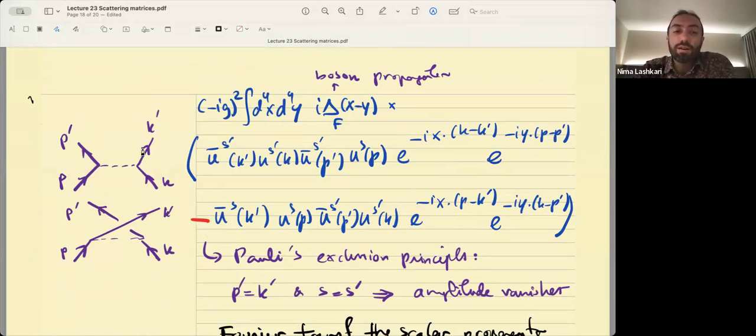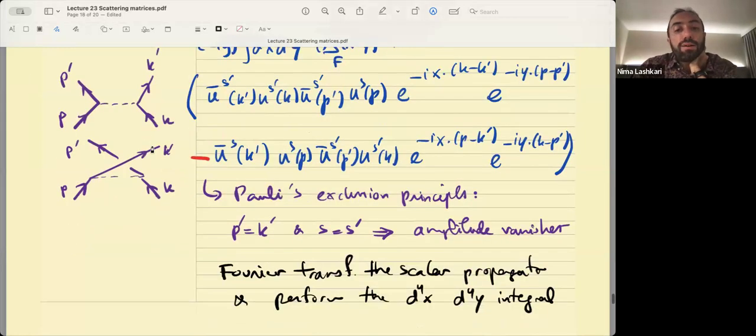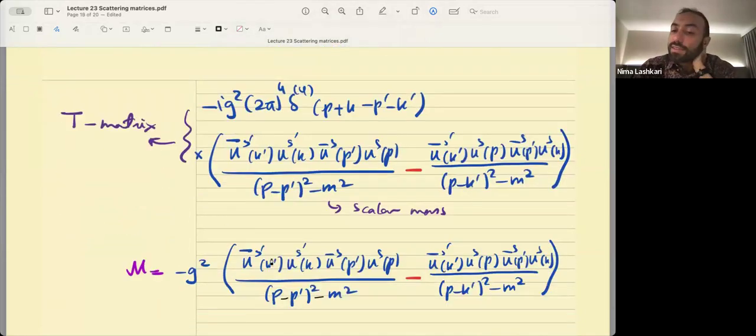This is just because the fermions, remember the spin statistics theorem, right? They are spin half, and they should have fermionic statistics. Now, this is what the M matrix is in this case.